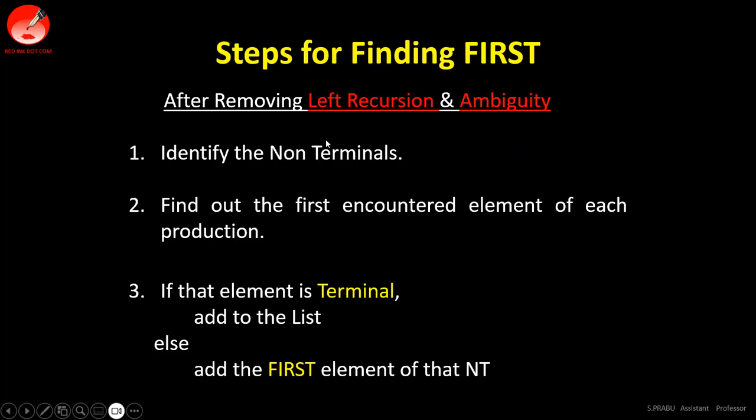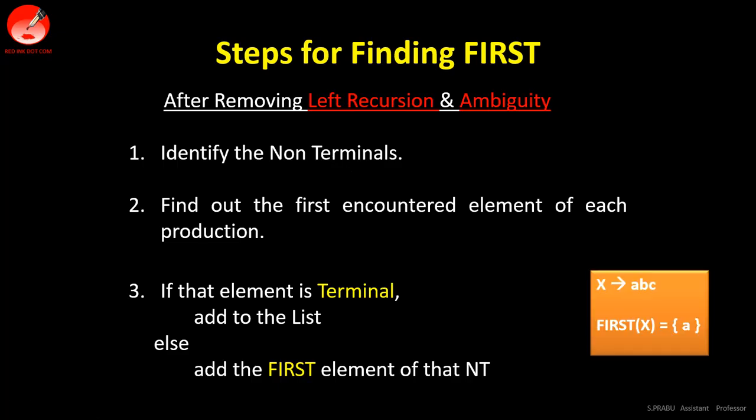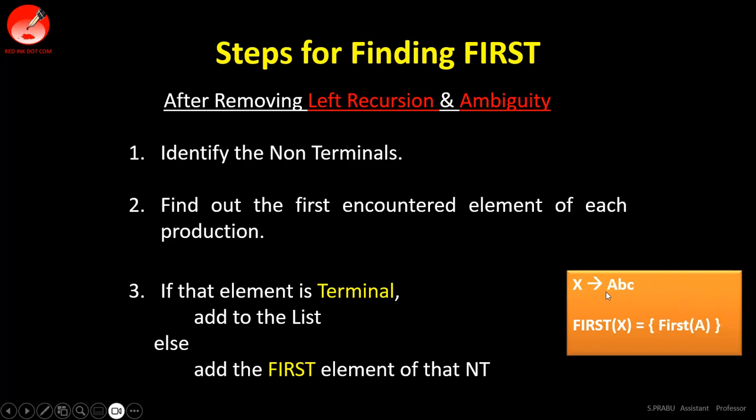Before finding the FIRST, you should remove the left recursion and ambiguity present in your productions. After removing it, you can list out the non-terminals present in this grammar. Then you can check the first encountered element for each production. In this production, the FIRST of X is small a. If the first element is a non-terminal, then you can find the FIRST of that non-terminal and copy it into the FIRST of X. So following these steps, you can easily find the FIRST of the given grammar.